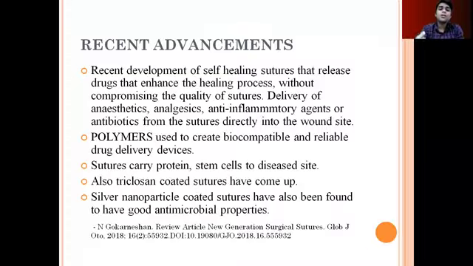Nowadays, triclosan coated sutures have also come up, but it has faced some resistance in the recent past. The silver nanoparticle coated sutures have also been found to have good antimicrobial properties.